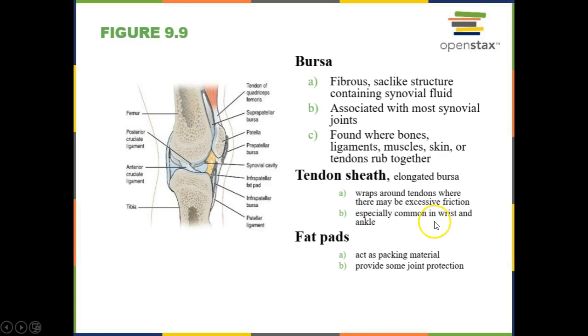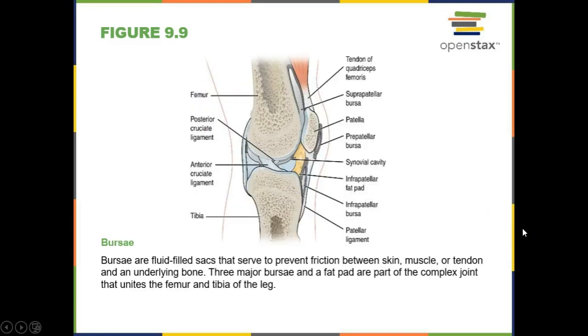We see these typically in our wrists and ankles in areas where there's a lot of friction, so where we have a lot of tendons running right next to each other so that the muscles can move the body, but to protect the body from too much friction. And then we have these fat pads that act as fat packing material within the joint. And so this is just a bigger picture of that same picture that was on the other slide, but you can see the words a little bit more effectively here.